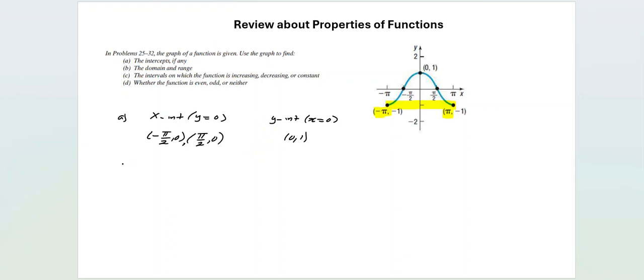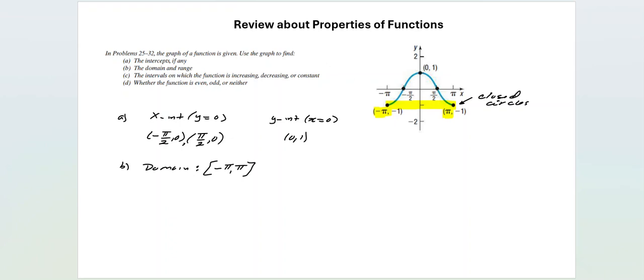So in this case, domain, I will write the domain in interval notation. It will be from negative pi to pi. And in this case, we're going to use brackets because what we have in the extremes are these closed circles, that are indicating that those values of x, so minus pi and pi, are also included as part of the domain of the function.